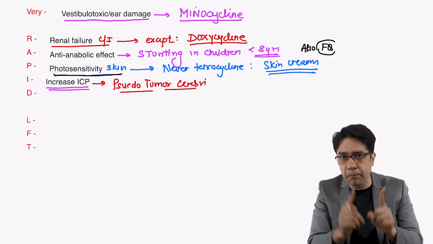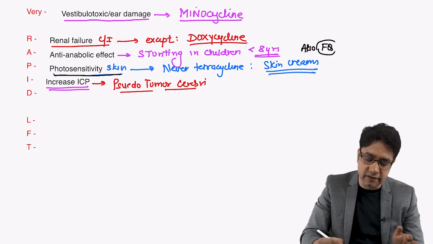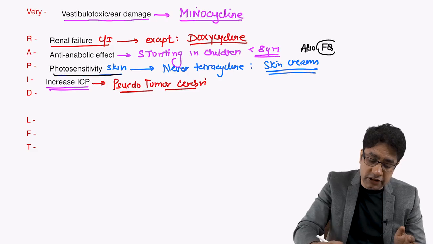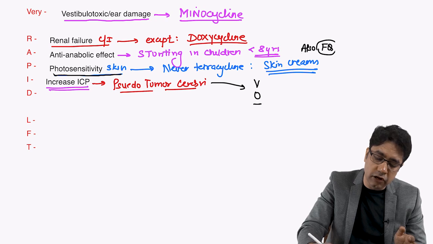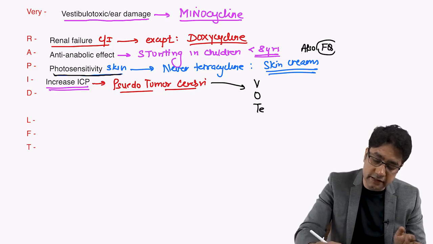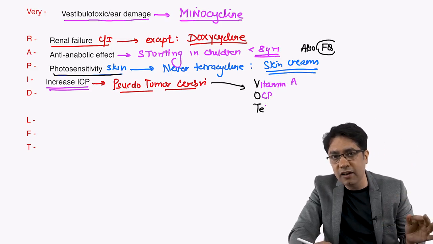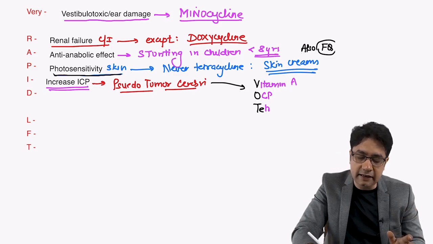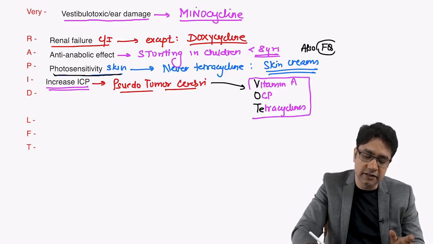These drugs, they don't block CSF. So they rather increase the production of CSF. So here comes a question. Which drugs can produce pseudotumor cerebri? We can remember a mnemonic VOTE. One vitamin which causes pseudotumor cerebri is vitamin A. O for OCPs, that is oral contraceptive pills, and T for tetracyclines. So remember drugs causing pseudotumor cerebri.